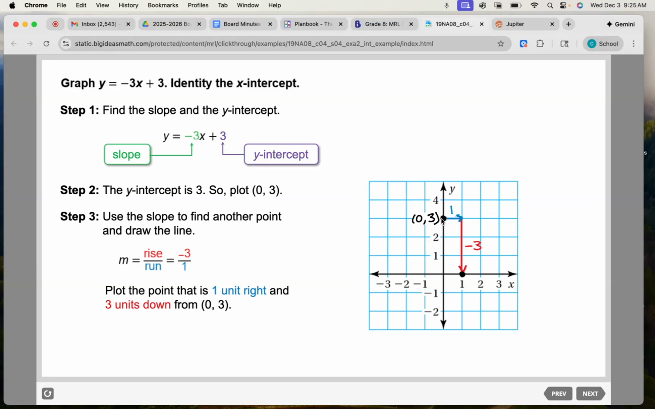Wait, what did you do? So from the y-intercept, because the y-intercept is 3, I put my first dot at 3. I have negative 3, and remember, a whole number is over an imaginary 1. So I go from, they do it backwards in my opinion. From here, I go down 3, 1, 2, 3, to the right 1, put a dot. I understand.